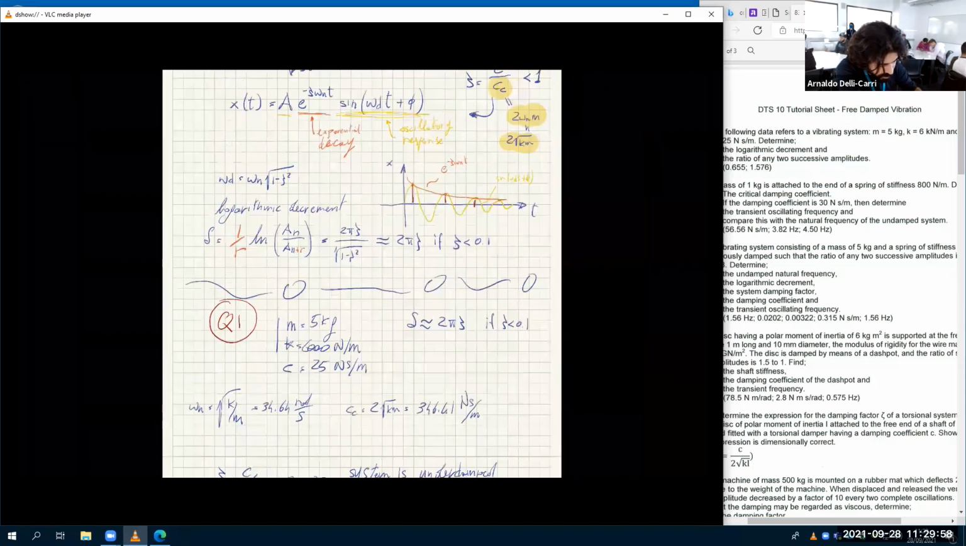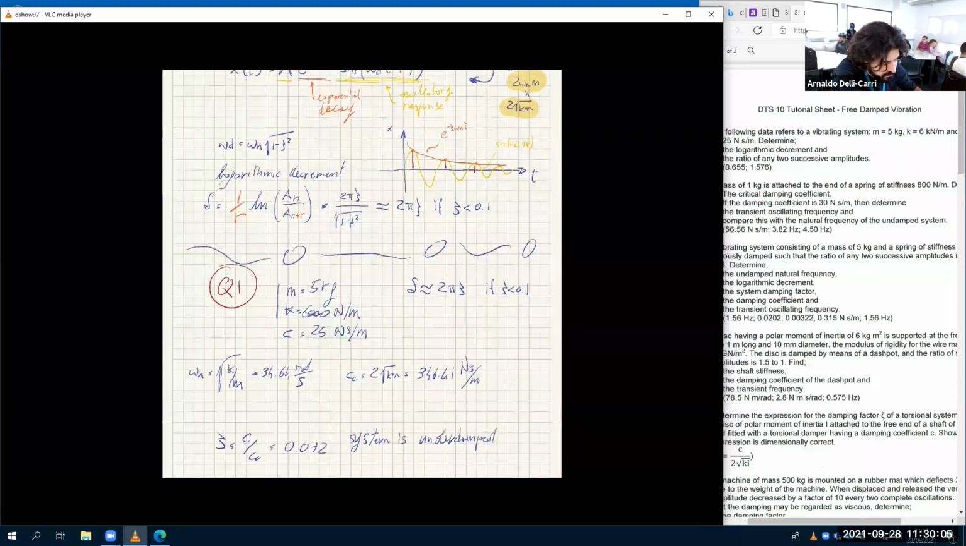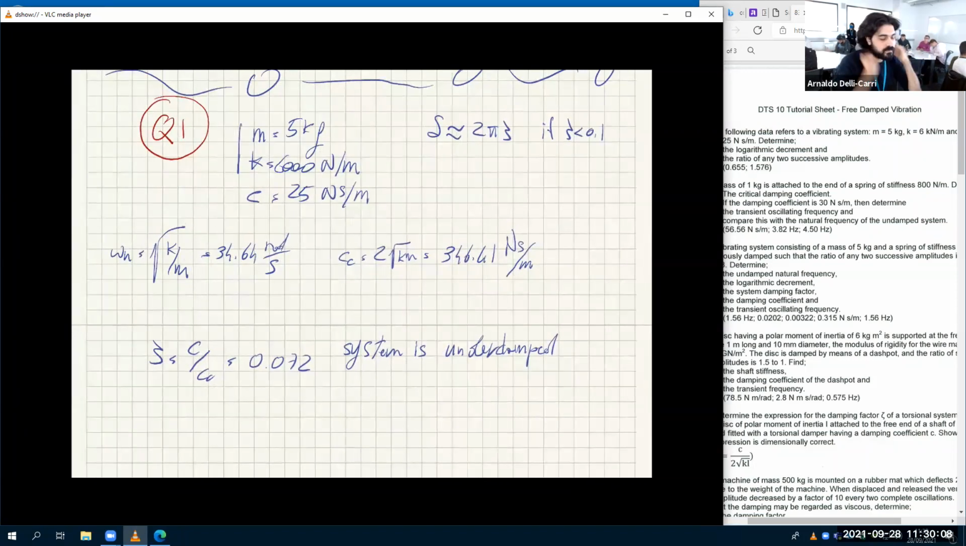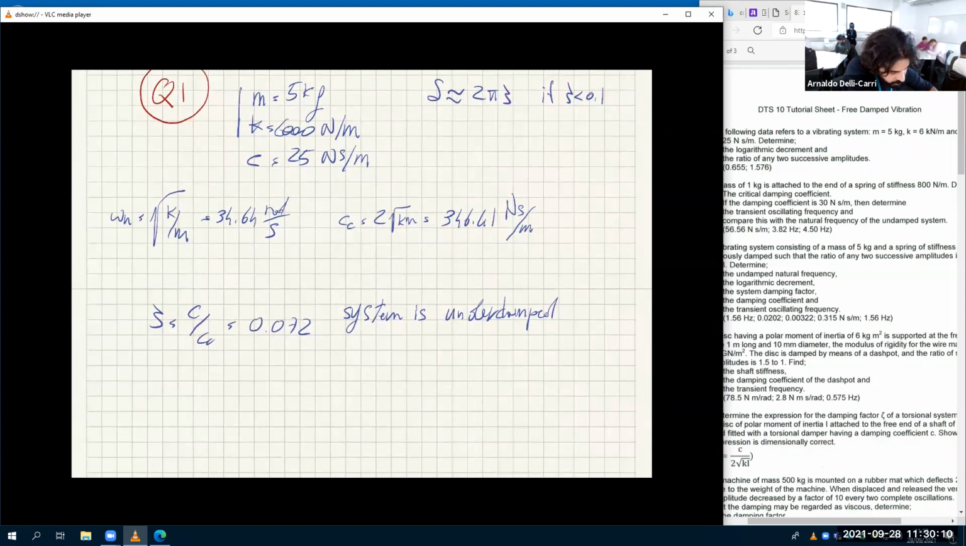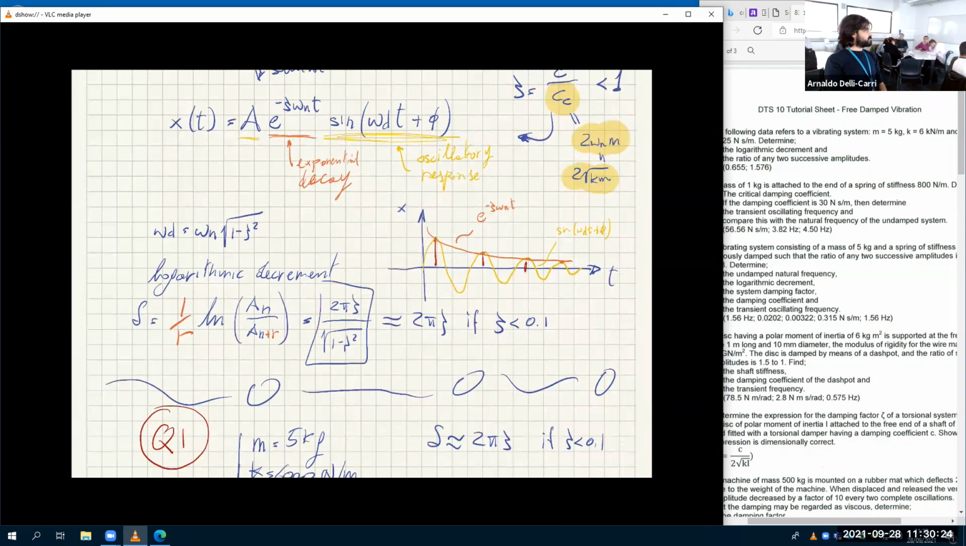And that means that we are in this condition here. So the solution is this one, and it looks like this. And now we can find the delta. Delta is just, approximately, 2 pi zeta. Or you can use the entire formula, which is this one. That's up to you. I'm going to use this one because we have found that zeta is smaller than 0.1.